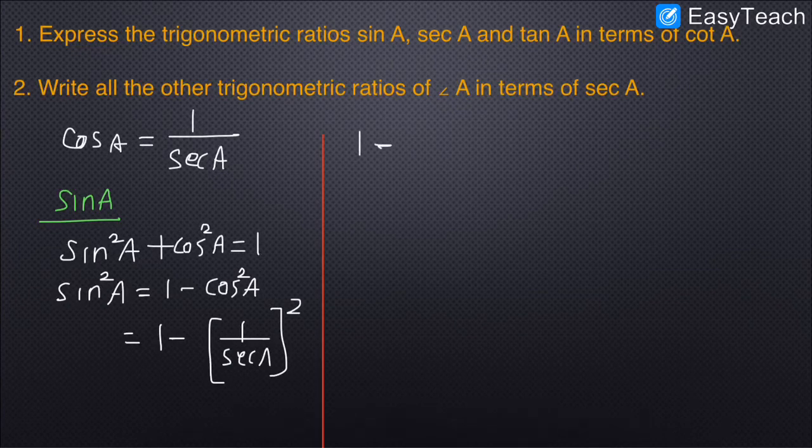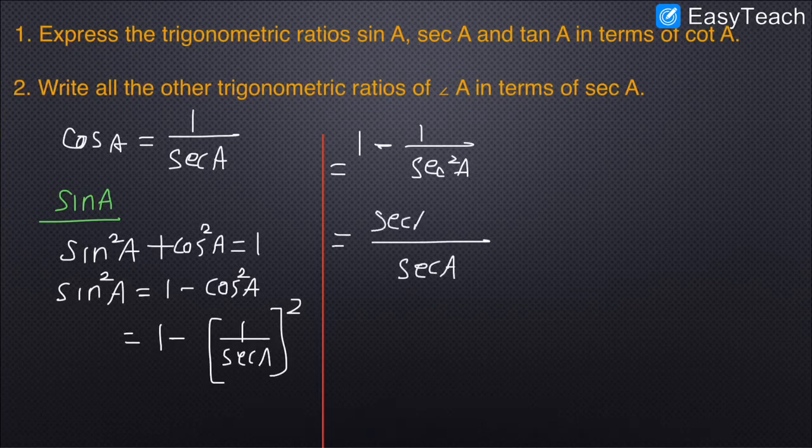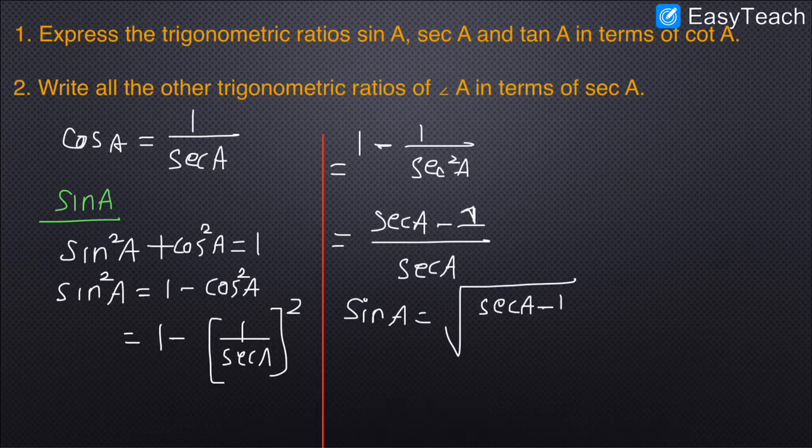Next step, take LCM. So before that let's square this. So 1 by 1 square is 1, so secant square A. So next step, take LCM. So secant A is the LCM. So I multiply by secant A here. So secant A minus 1. So this is sin square A. For sin A, take square root. Square root of secant A minus 1 by secant A.